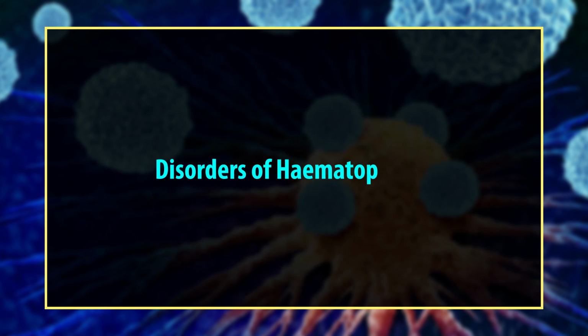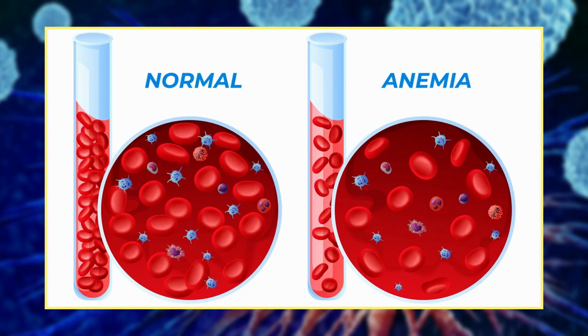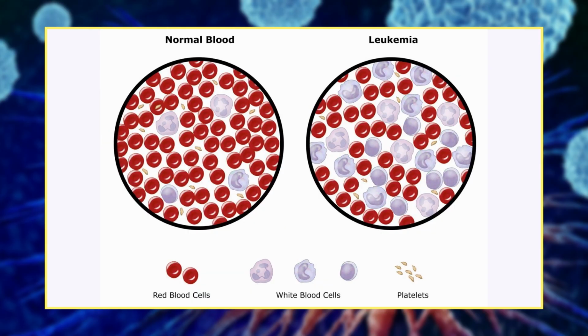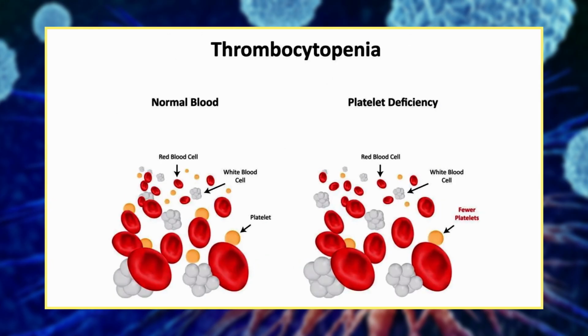We will now be discussing the disorders of hematopoiesis. Anemia, red blood cell deficiency; leukopenia, low WBC count; leukemia, uncontrolled proliferation of abnormal white blood cells; thrombocytopenia, low platelet count. Hematopoiesis is a dynamic and essential process for life, responsible for the continuous generation of all blood cell types. Understanding this process is critical for diagnosing and treating many hematological and immunological disorders.